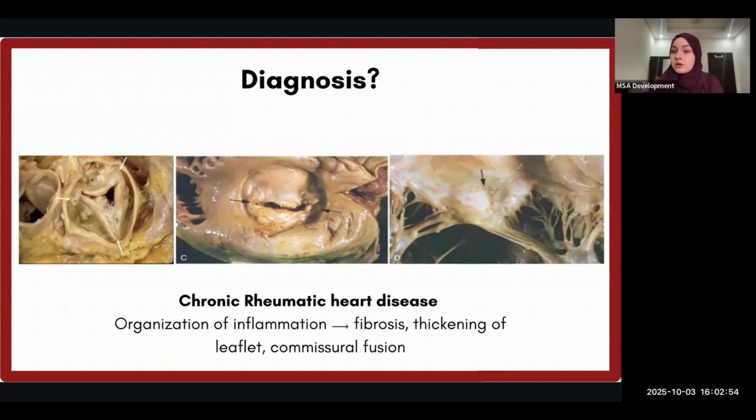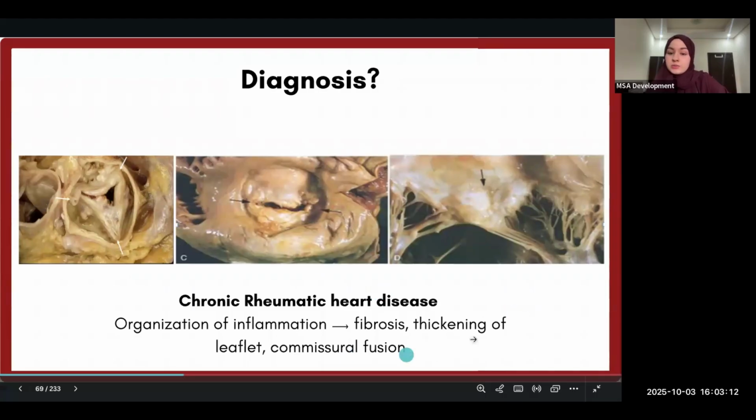The main valve that's affected is the mitral valve, and then you can have aortic alongside it. So here, this is chronic rheumatic heart disease, where you can see aortic stenosis and fibrosis and commissural fusion, as I said. Okay, next.